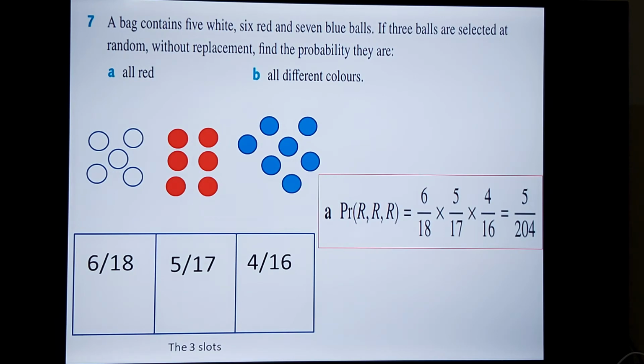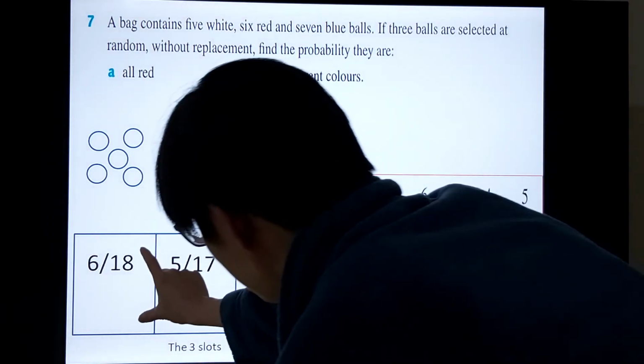Now, question 7. A bag contains 5 white, 6 red, and 7 blue balls. If 3 balls are selected at random, without replacement, find the probability they are all red. So all red. Now, if I want the probability of choosing all of them in red color, which means if I choose white or blue, it doesn't count. It has to be all red. So you have to choose 3 times, right? 3 balls.